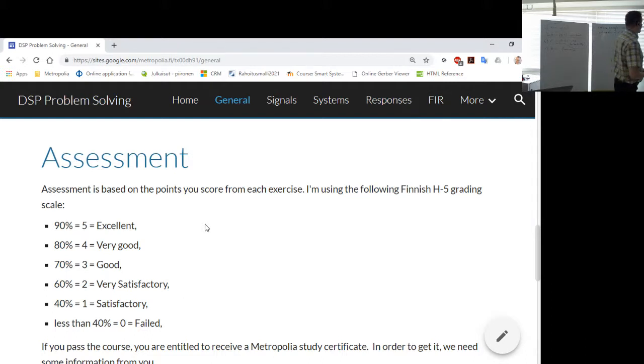Most commonly, the students fail the course only when they stop returning the exercises. Okay. So as long as you are persistent in trying your best, you can score anything between 1 and 5. Just make sure that you do the best you can. All right.